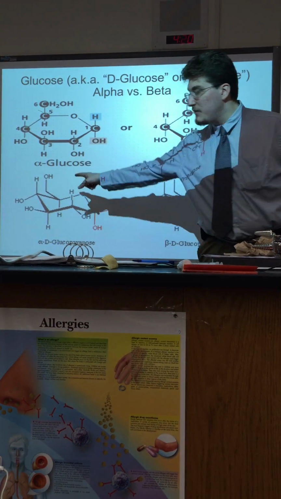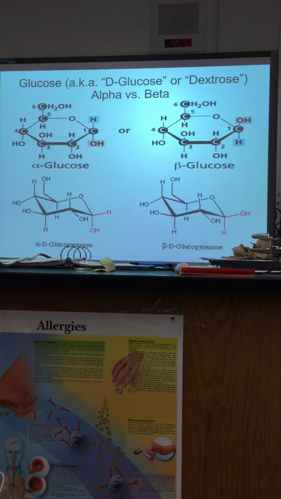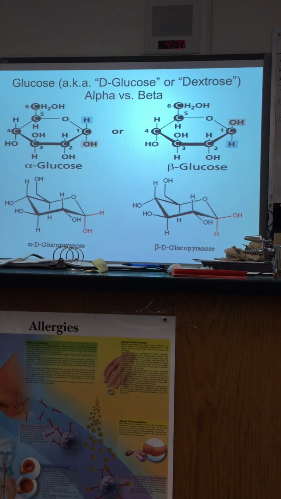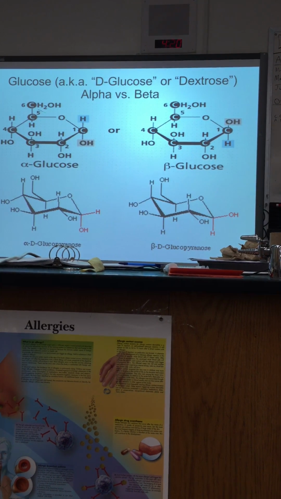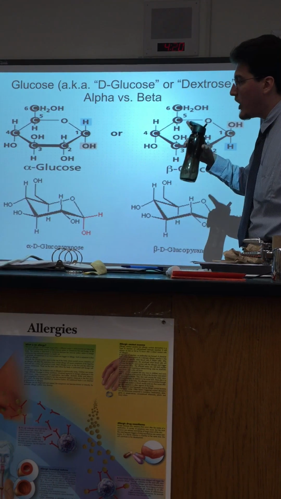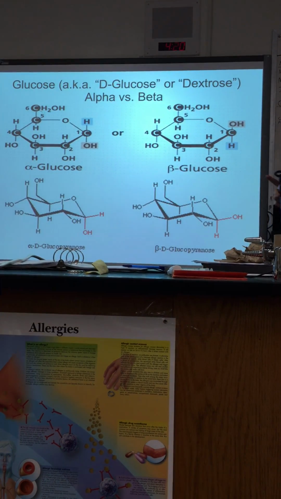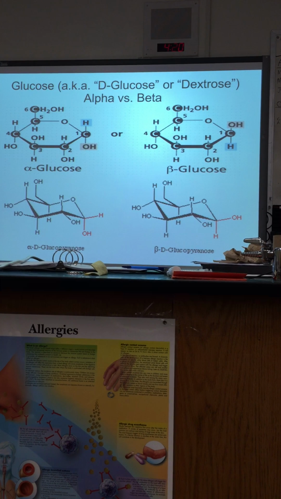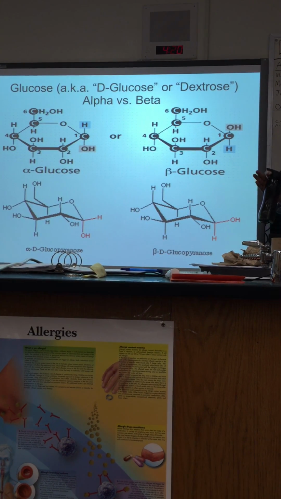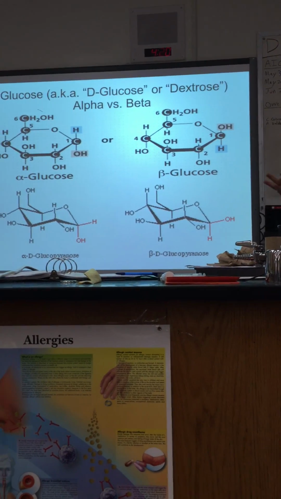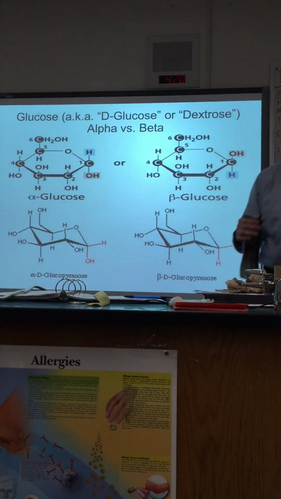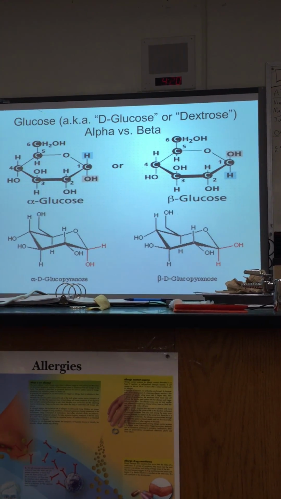We do need this. This is alpha versus beta glucose. I'm sorry, it's the 1 carbon that flips, not the 4 carbon. My apologies. The 4 carbon is always that configuration. The 1 carbon is the one that flips.